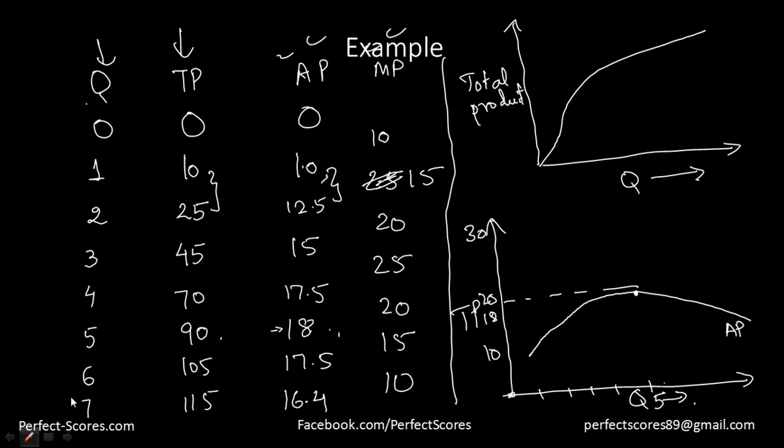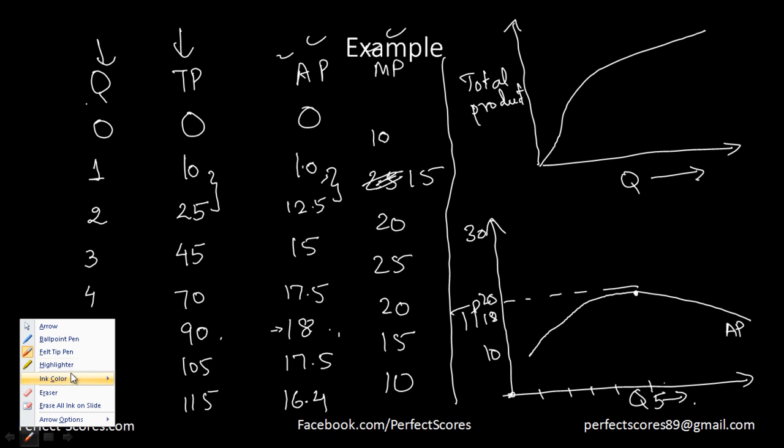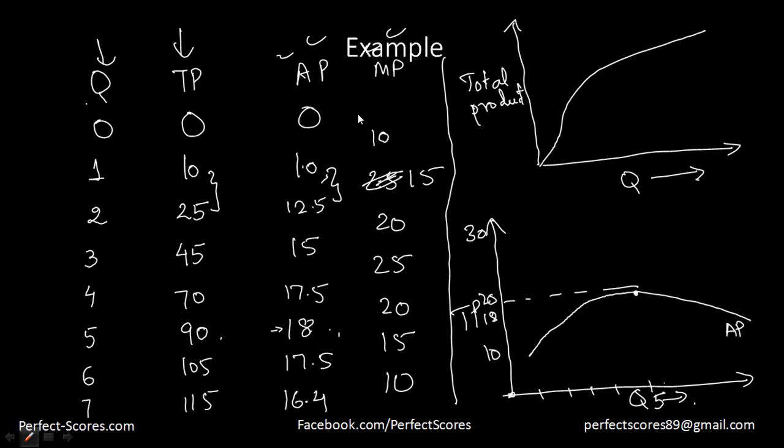Now let's go ahead and try to plot the marginal product. Let's see how it behaves. Now you can clearly see the marginal product is increasing at 10, 15, 20, 25, and then 20. So that means between 4 and 5, at 5, it is having the inflection point, right? For the marginal product, it's going to start decreasing from here, because after that it decreases.